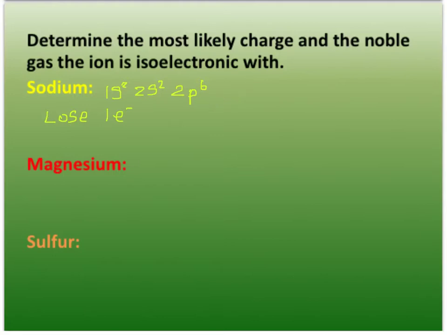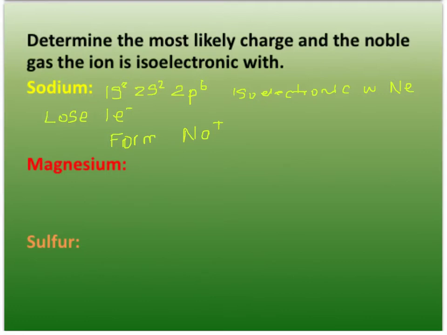So we no longer have a 3s. Which noble gas is it isoelectronic with? It lost one electron. What is the noble gas before sodium? That becomes neon. So it is isoelectronic with neon. When it loses that one electron, it becomes isoelectronic with neon, and it's going to form Na+ because it lost one electron. So now it has one more proton than electron.